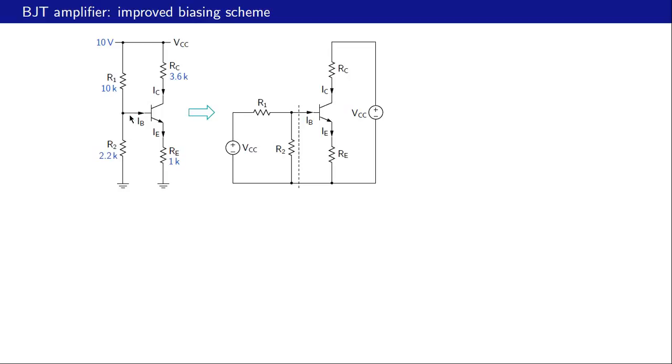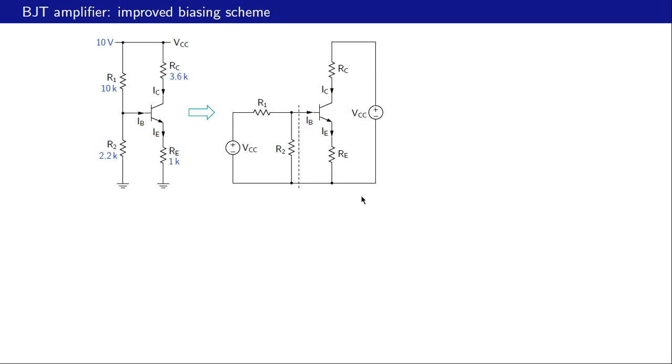From the base we have R1 going to VCC. This node is the common node or ground shown here. From the collector we have RC going to VCC. Same thing here, collector, RC, and then VCC. So these two circuits are actually the same.